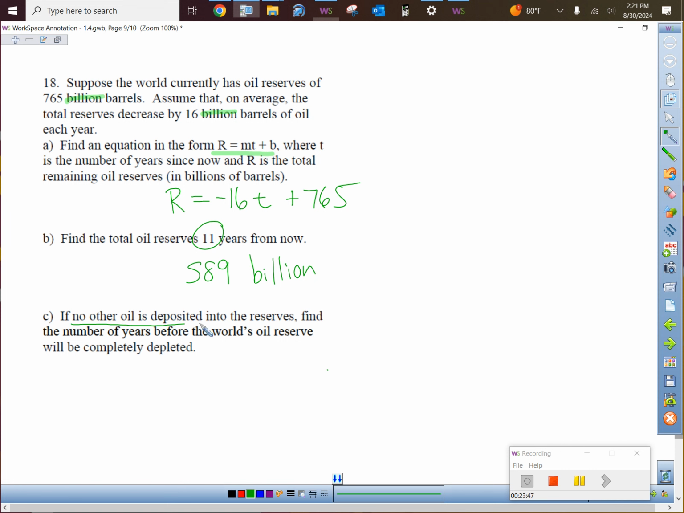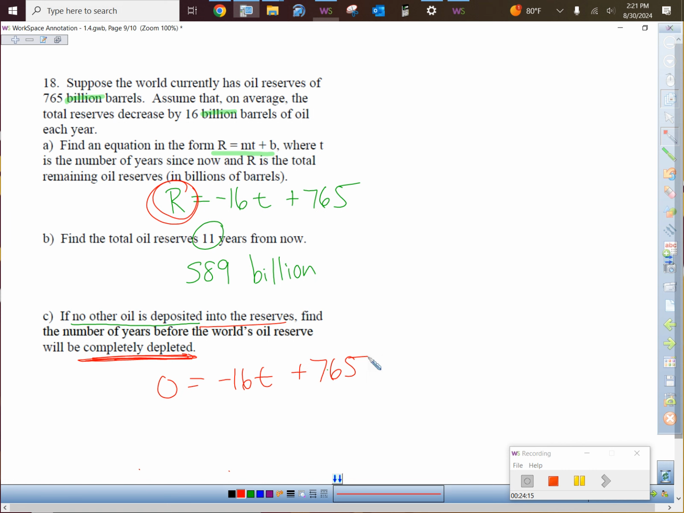Here's a good one, though. If no other oil is deposited into the reserves, find the number of years before the world's oil reserves will be completely depleted. They are straight up telling you how much reserves you have. R is the reserves, the oil we have in here. And if it's completely depleted, how much oil do you have? None. 0, baby, right? So we're going to put 0 in for R and solve for T. If they say we're out of oil, we have 0, right? So we'll subtract 765 and divide by negative 16.